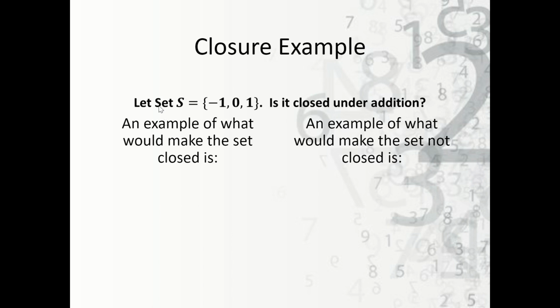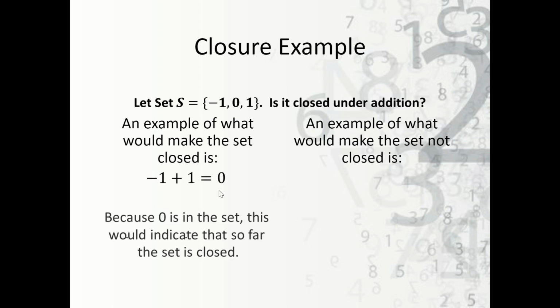Here's an example. We have the set of -1, 0, and 1, and want to know, is it closed under addition? What that means is I'm going to take each of these elements, like -1 and 1, and when I add them together, I get 0, which is in the set. So that means the set might be closed. If for some reason I end up adding 2 numbers together and the result is outside the set, let's say I get 6, well, 6 is not in the set, so it is not closed. An example of what would make the set closed would be -1 plus 1 equals 0. Because 0 is in the set, it looks like it might be closed.